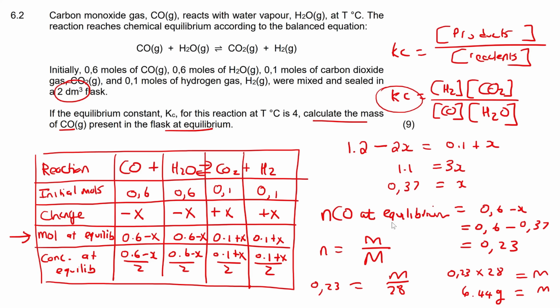Due to rounding off and all of that, on the memo, they allow you to get anywhere between 6.44 and 6.72 grams.